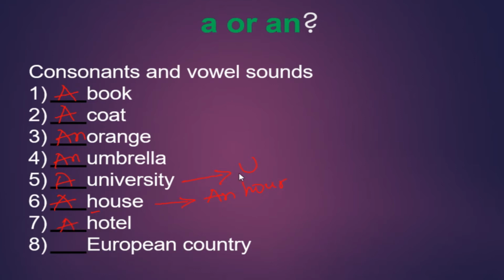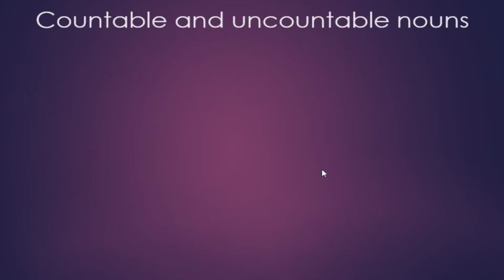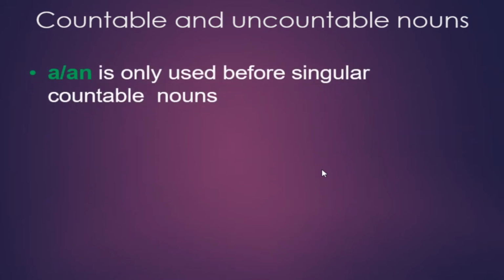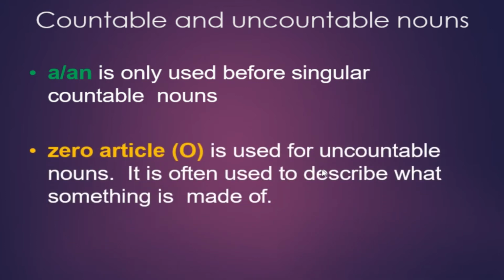Okay, European, the same rule here I already told, that is, an European is incorrect, it should be a European country. I think it is clear to you. Articles related to countable and uncountable noun. Here, a or an is only used before singular countable nouns. Before singular countable nouns, we will use a or an. Zero article, that means no article will be used for uncountable nouns.